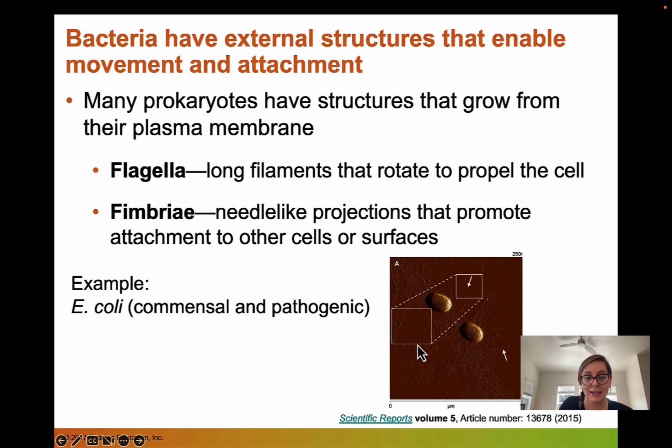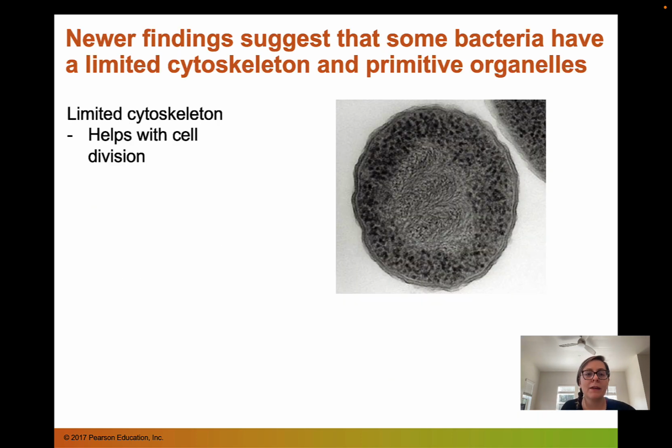And so maybe targeting these structures, these fimbriae, could be a therapy to relieve the symptoms of food poisoning. Okay. Some newer findings also suggest that some bacterial cells have limited cytoskeleton and primitive organelles. And I do want to stress that these are only some types of bacteria, right? So most bacteria don't really have organelles, and the ones that do, they're very primitive structures.